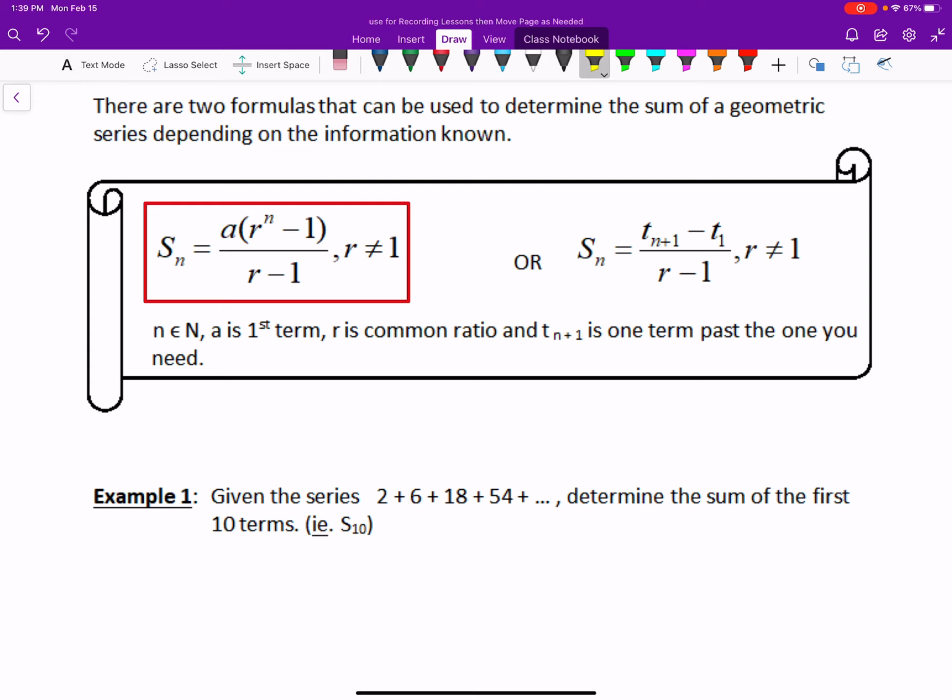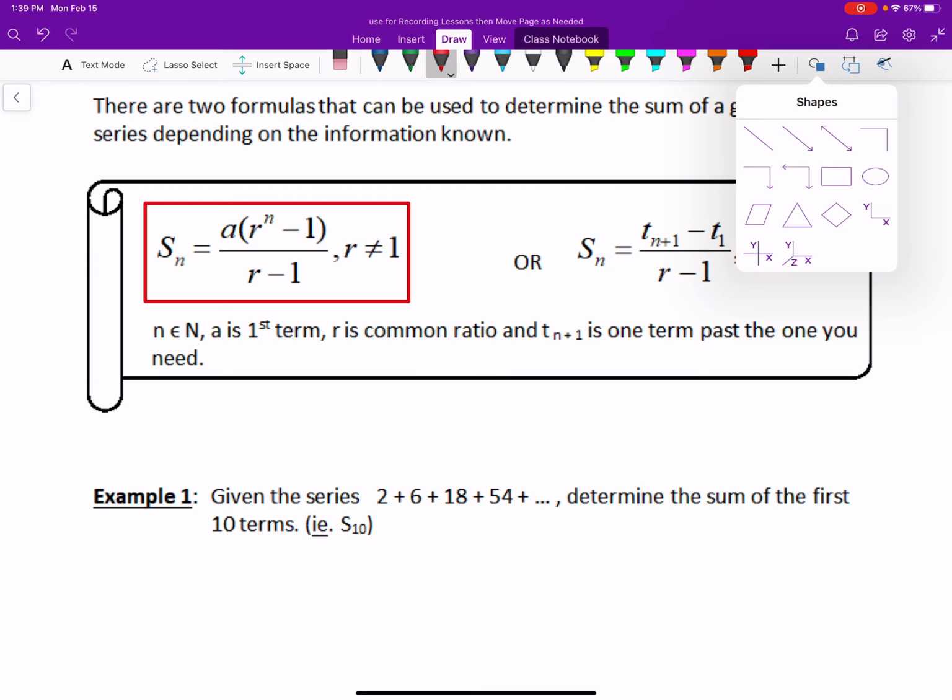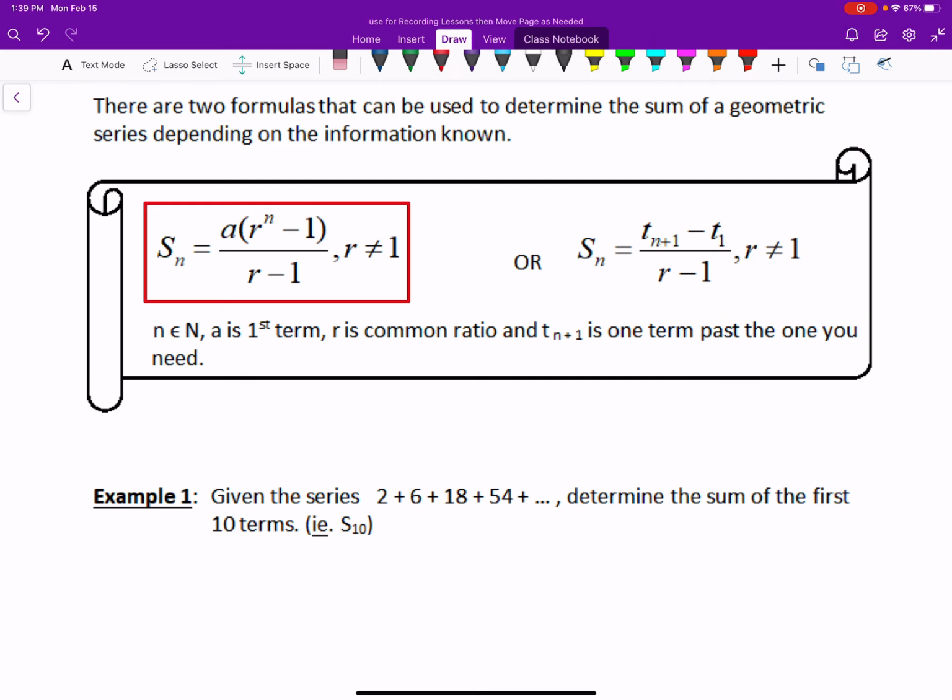Or if we happen to know the last term and the first term and the common ratio, but we don't know what n is necessarily, we can use this version. So this part here, n plus 1, is not the last term. That would be one term after the last term, which may seem confusing. But if you think about it, if you know what the last term is, and you know what the common ratio is, it's easy enough to get the next term after it, that term n plus 1.